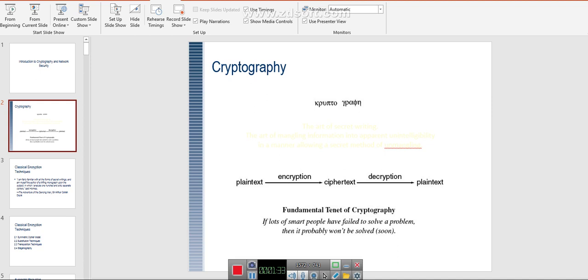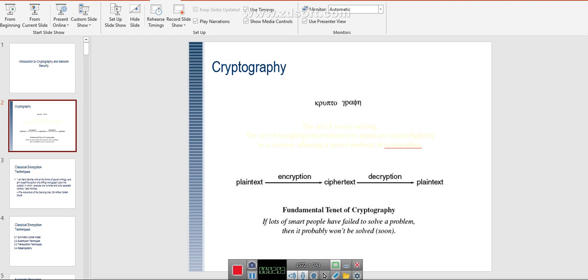Then when you want to view the plain text, that ciphertext undergoes what we call decryption, which is the process of converting ciphertext into plain text. So we have a fundamental tenet of cryptography, which simply says if lots of smart people have failed to solve a problem, then it probably won't be solved soon.